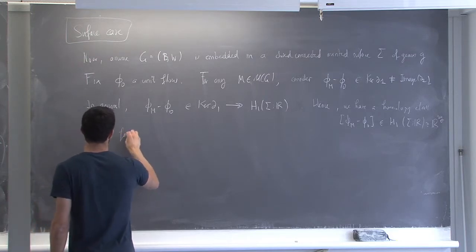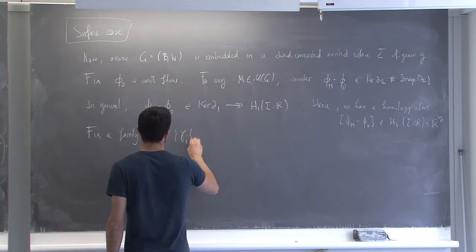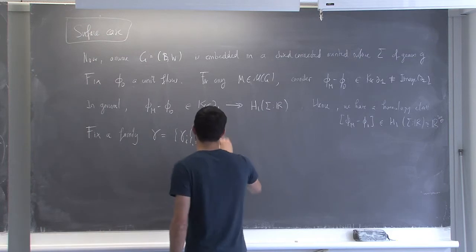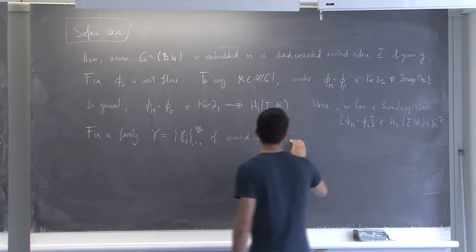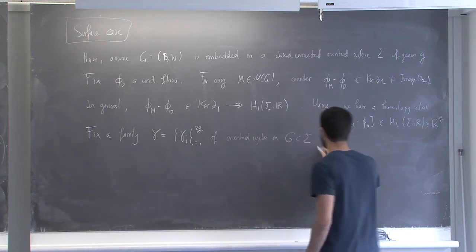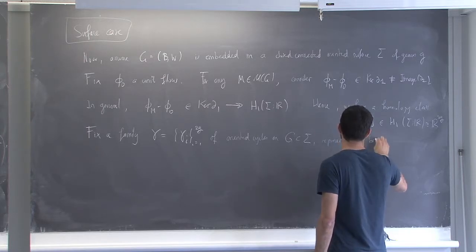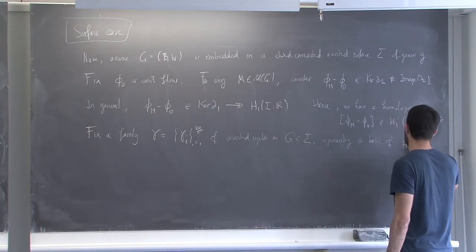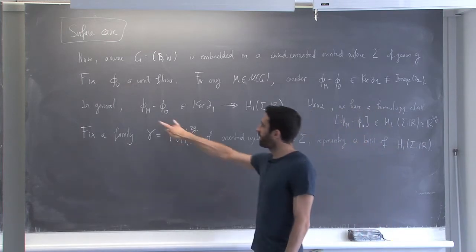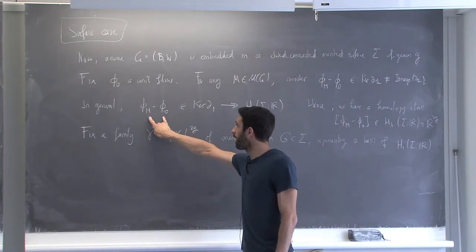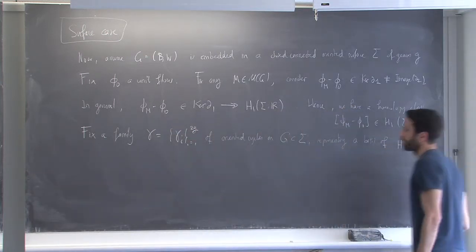So let's say a family, I will write them gamma, of oriented cycles on the graph embedded in the surface, representing a basis of H1. And if you have this, it means that each time you have a phi m, you can look at the 2g real numbers with respect to this basis.